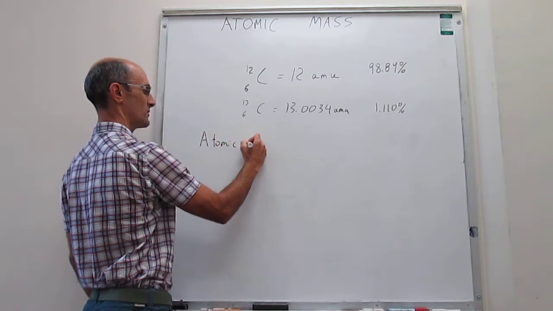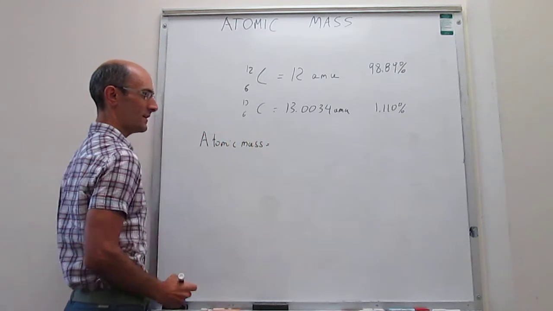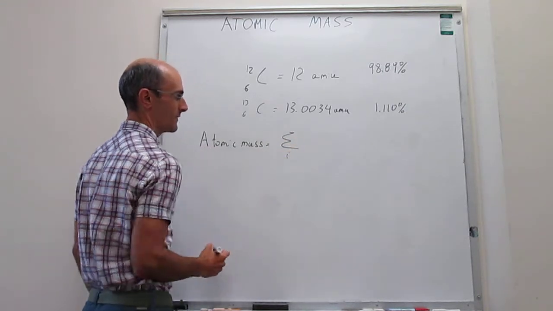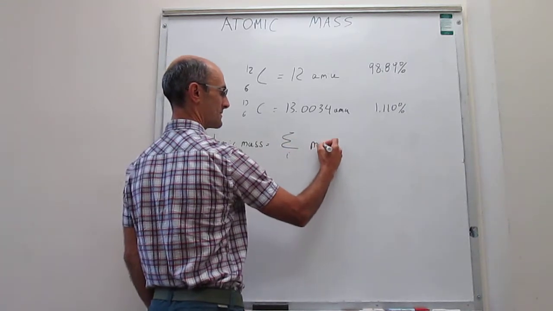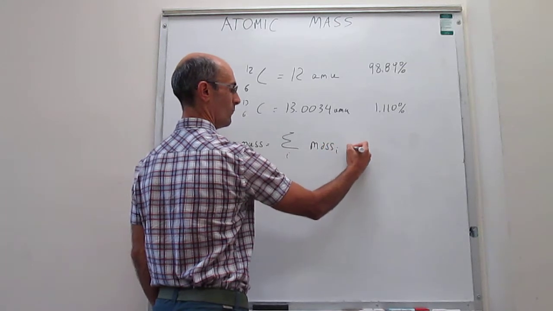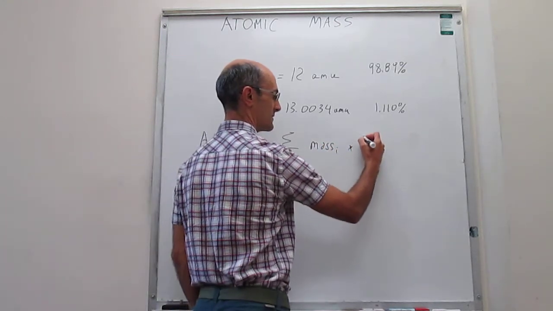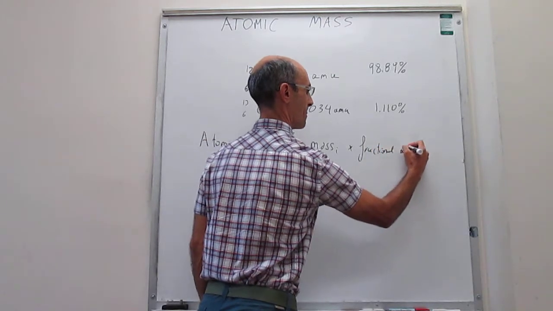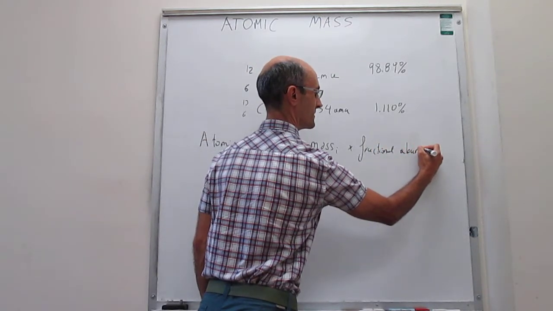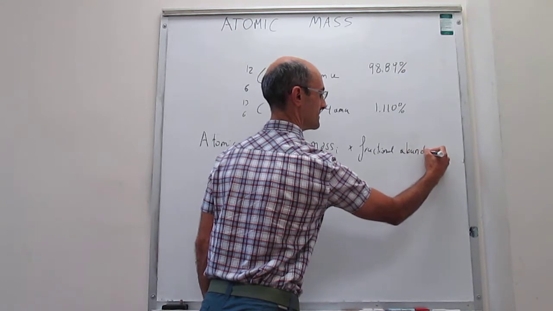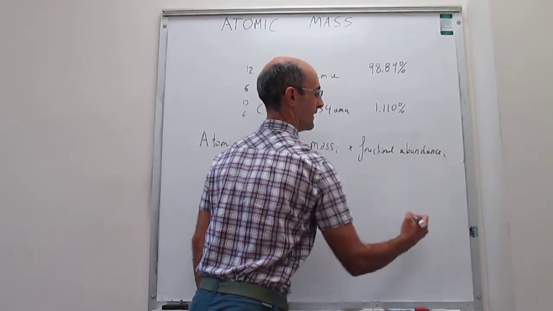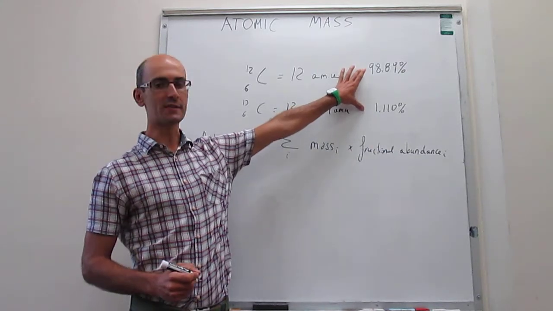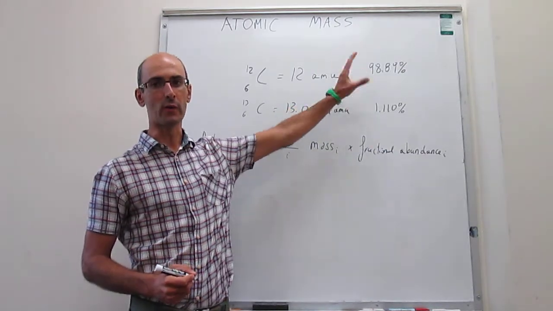So we can write here an expression. The atomic mass, which again is what you see in the periodic table, is going to be equal to the weighted average of all of the isotopes. So that would be the mass of the isotope i multiplied by the fractional abundance of that particular isotope i, where fractional abundance is the same thing as percent abundance, but divided by 100.